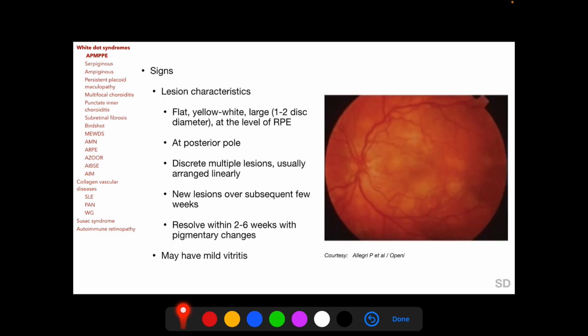So APMPPE is characterized by flat, yellow-white, large lesions, almost 1 to 2 disc diameters in size at the level of the retinal pigment epithelium. They occur in the posterior pole, and these are discrete multiple lesions. Discrete meaning they are separate. Now as old lesions heal, new lesions occur over subsequent few weeks, and they resolve within 2 to 6 weeks with pigmentary changes. Lesions of APMPPE may be associated with mild vitritis.